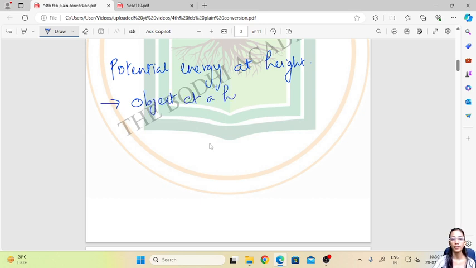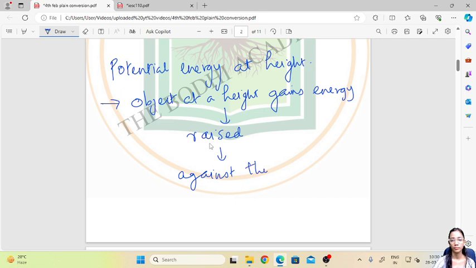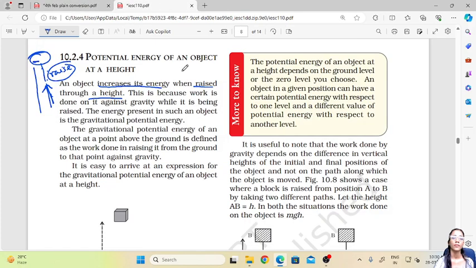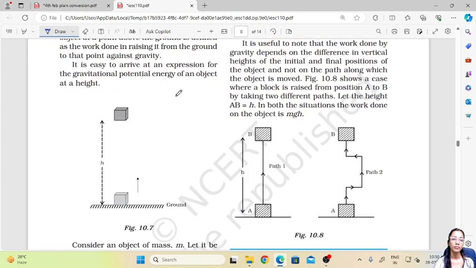An object at a height gains energy as it is raised against gravity. Over here it is easy to arrive at an expression for the gravitational potential energy. That's the reason it is called gravitational potential energy of an object at a height.